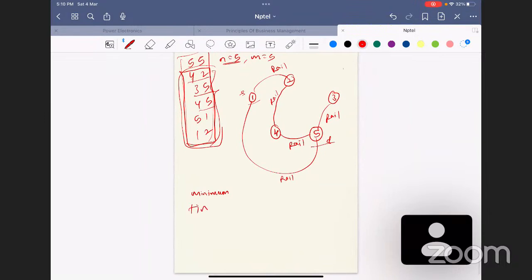Minimum time taken by train. What is the minimum time taken by the train? We see that there is a direct edge between the source, that is the starting point, and the destination. So only 1 hour will be taken by the train. So it is 1 hour.